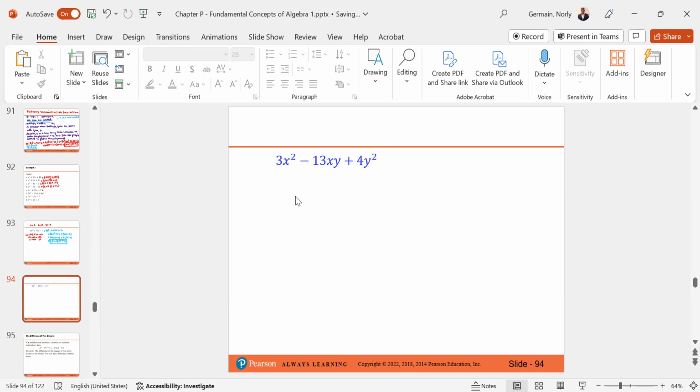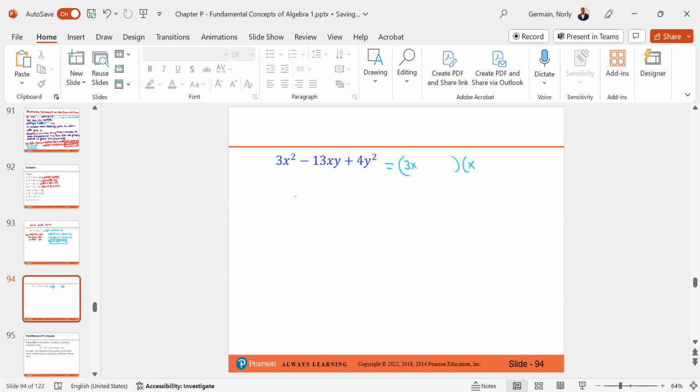So first, we're going to focus on the 3x squared, okay? If we look at the 3x squared, first of all, I'm gonna find what I should multiply together to obtain 3x squared. Find two terms whose product is 3x squared. Well, that's only 3x and x. That makes it 3x squared.